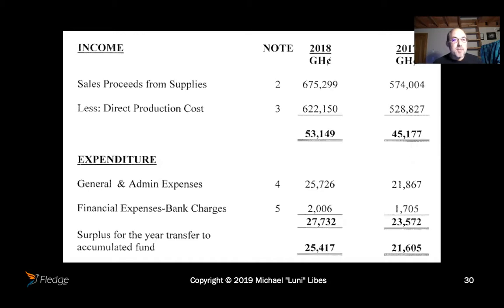So we have some really weird names here. We have sales proceeds from supplies, note 2. We have less direct production cost, which is probably cost of goods, with a note 3. And so we have some cedis left over. Okay, good sign. And then underneath that, we had general and admin expenses. Don't know what they are, but hopefully they're in note 4. And then we had financial expenses, bank charges. And we don't know what that is, but that's split out from admin expenses for some reason. Maybe that's like my investment stuff.